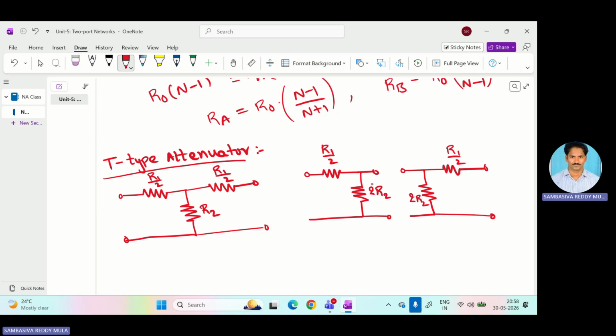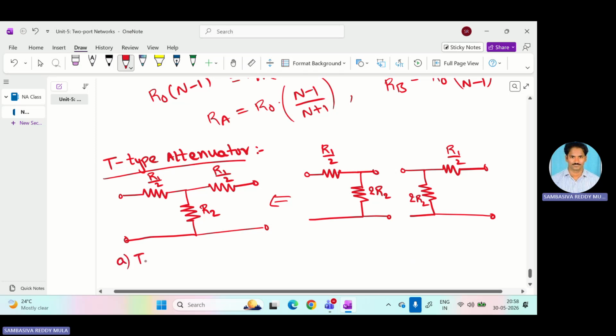If you join this bisected network, we'll get the original network. So this 2R2, 2R2 parallel combination is R2. If you combine this, we'll get the T-type attenuator.